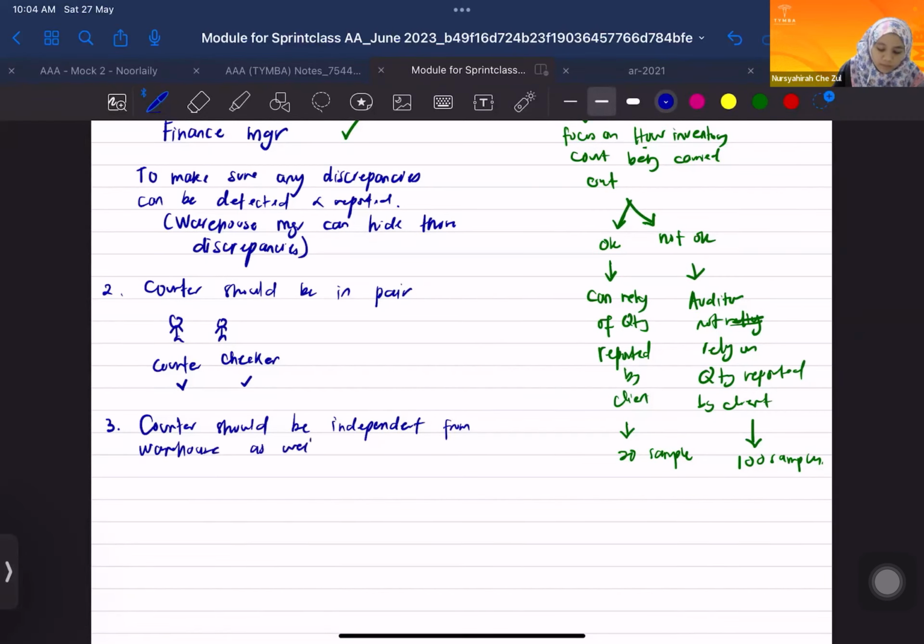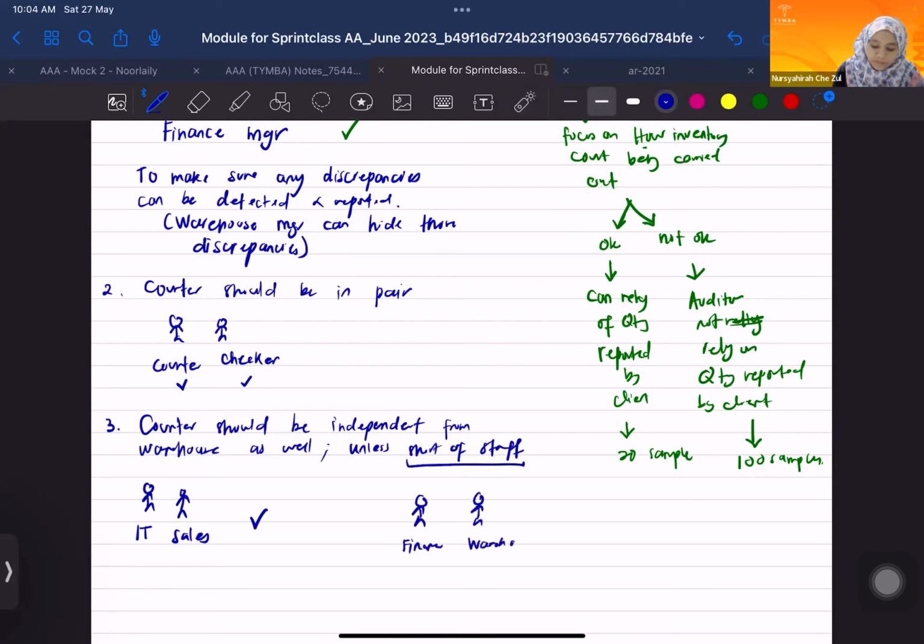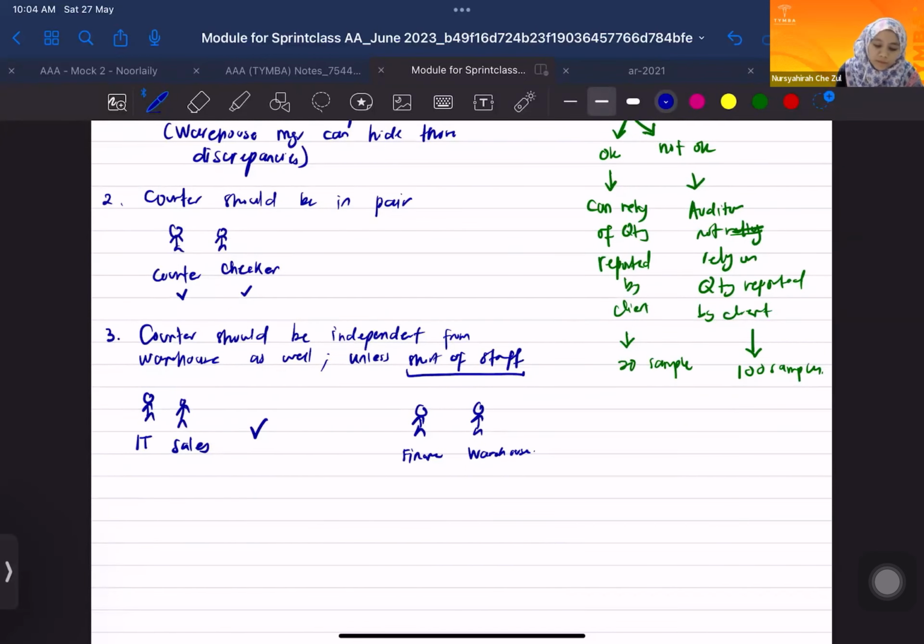Independent from warehouse as well, unless short of staff. So it must be something like this. For example, this one from IT, this one from sales. However, if short of staff, then maybe this one is from finance, then the other one is from the warehouse. This is permissible, allowable if the company is short in the number of staff.